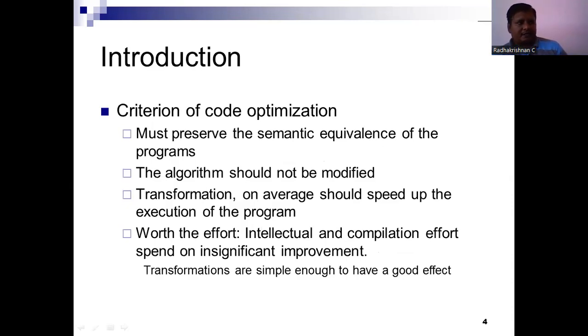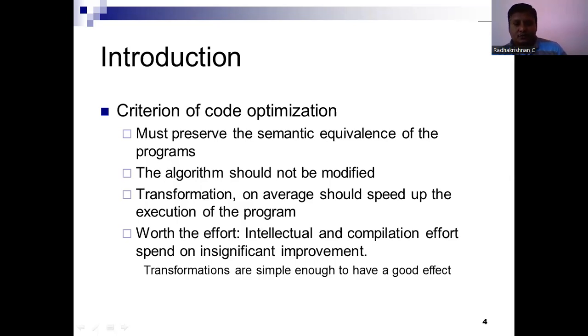What are the criteria we are focusing on in code optimization? It must preserve the semantic equivalence of the program. So we need to generate the code and produce the optimized code. It must satisfy the given source program, with compulsory equivalence. The corresponding equivalent target code, the optimized code, is the only thing we need to produce.